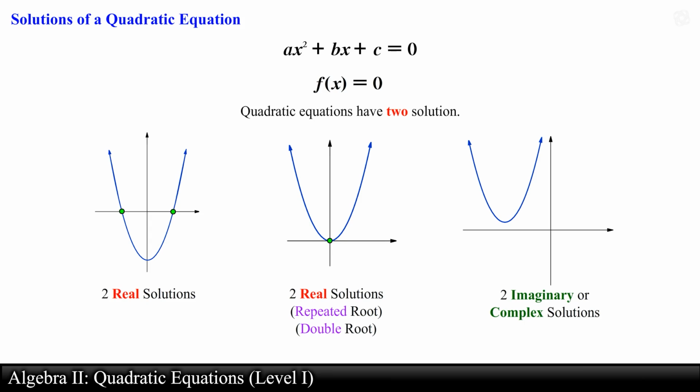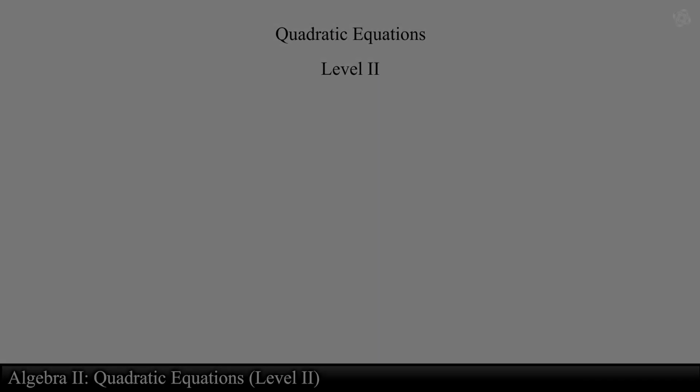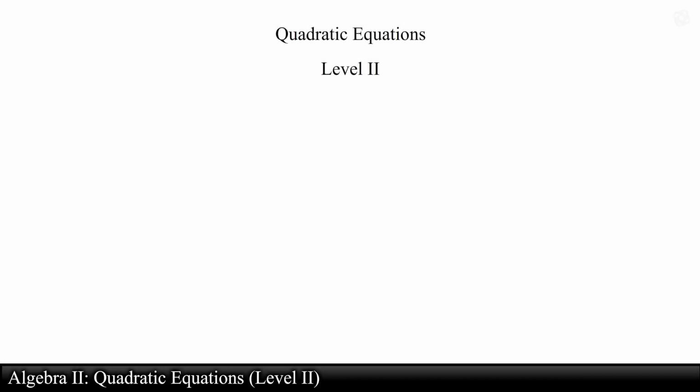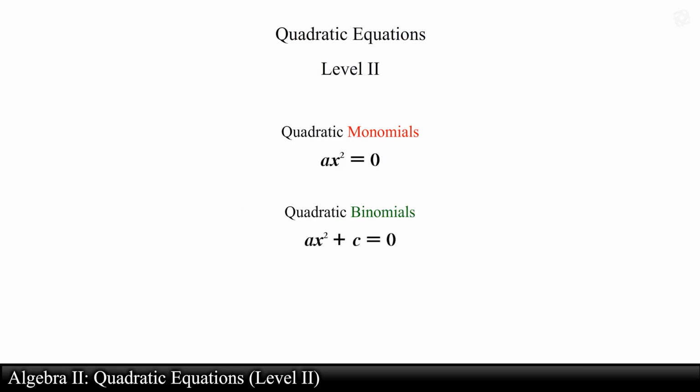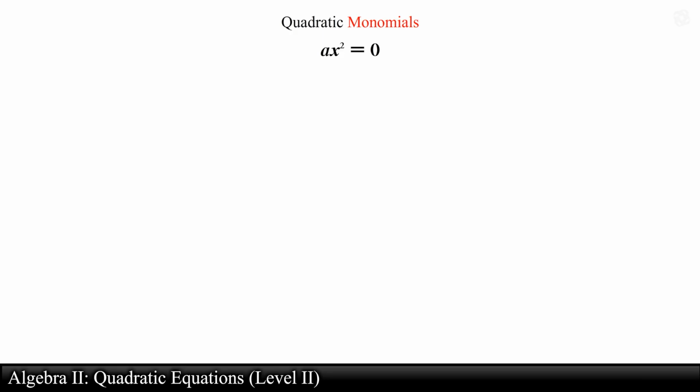Alright. In our next video, we will start solving quadratic monomials and binomials. Quadratic equations, level 2. Alright, in this video, we will start solving quadratic monomials of the form ax squared equals 0, and quadratic binomials of the form ax squared plus c equals 0. Let's first learn how to solve quadratic monomials.